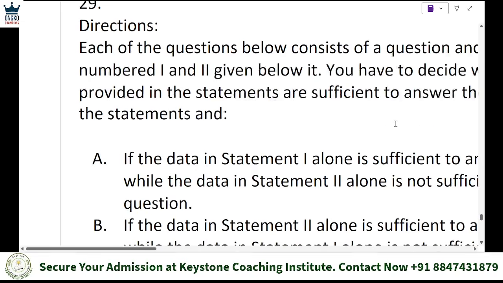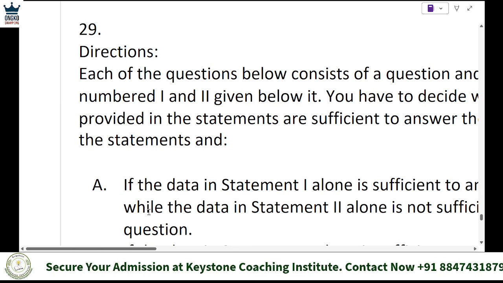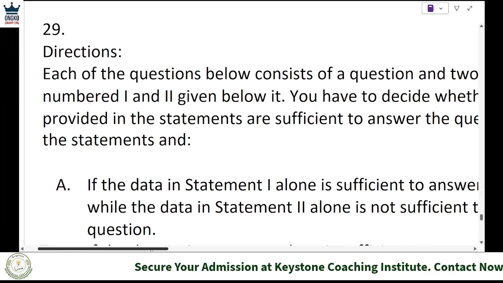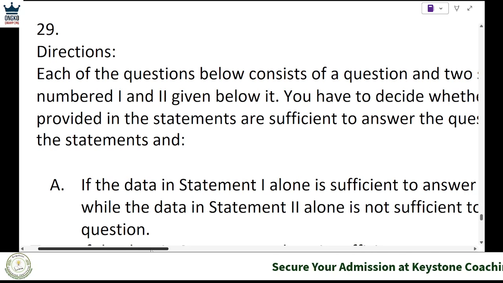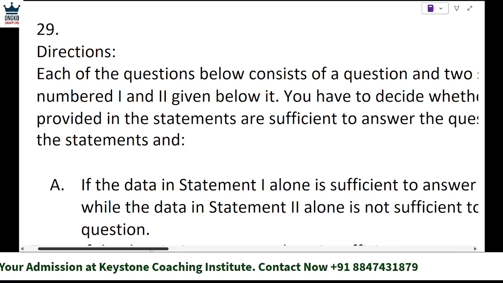Question number 29. This is from data sufficiency. The direction here is data sufficiency. Last year there was a question from it, and this year we are prepared. We will talk about this in our course.